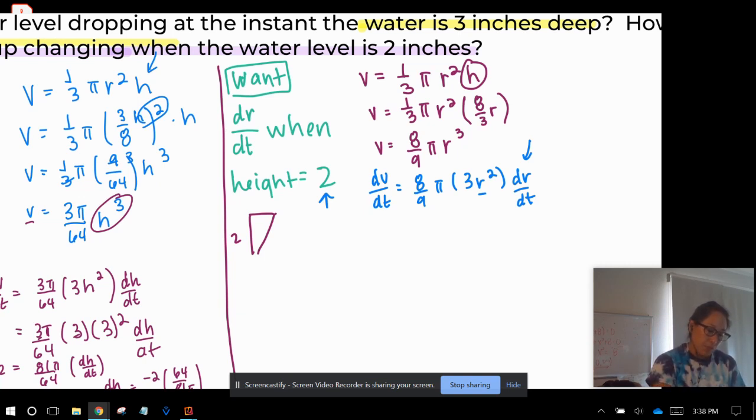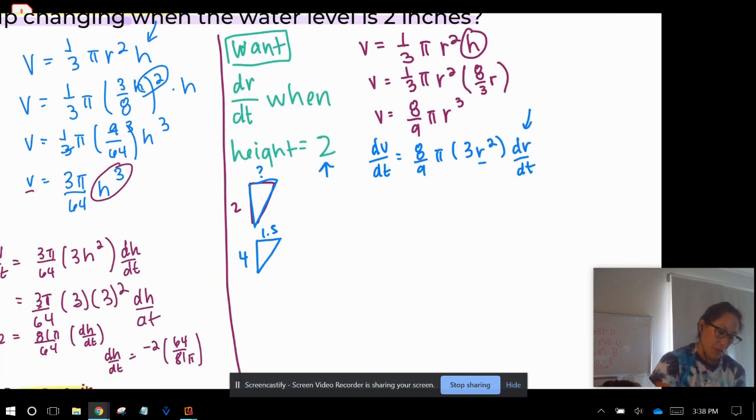Remember our ratio here, we had 4 is the height and the radius is 1.5. Now if the height is 2, what is the radius? We can always use a proportion. So the radius over the height is equal to 1.5 over 4. And then we'll just replace my known height with a 2. We solve, we get r is equal to 3 over 4, or 0.75, which makes sense. It's half of 1.5, 3 over 4.